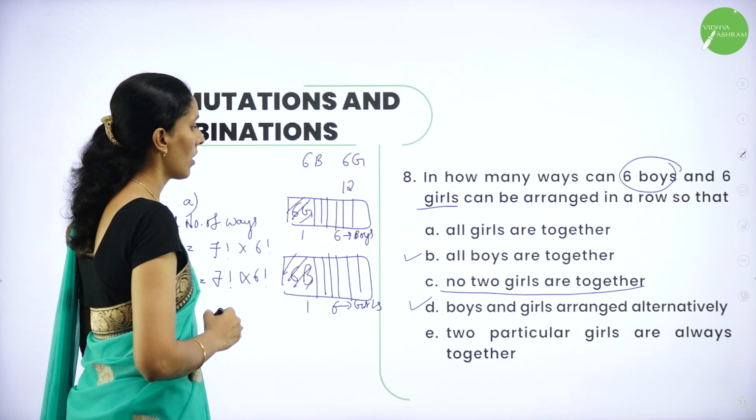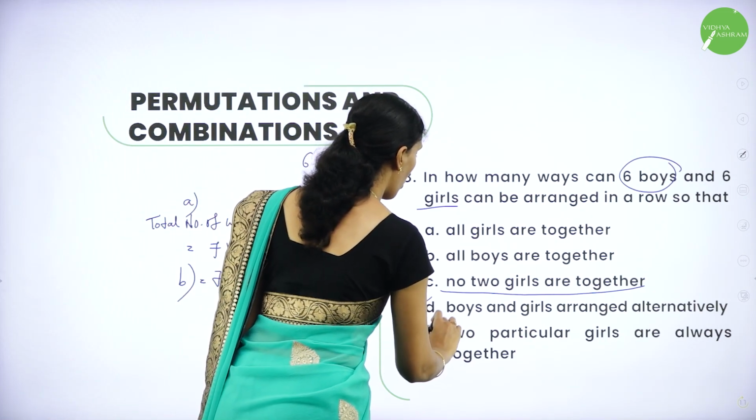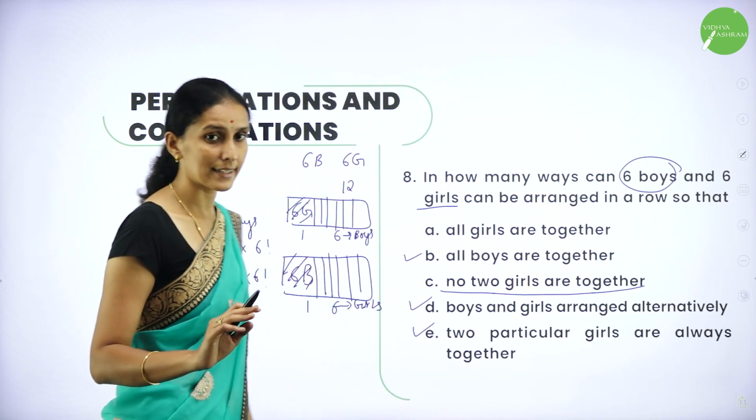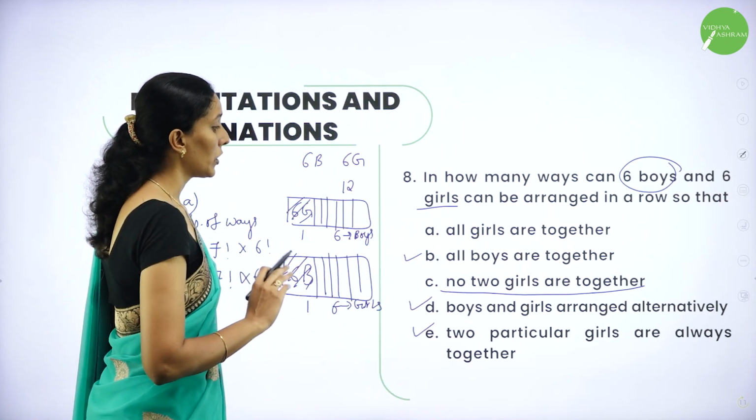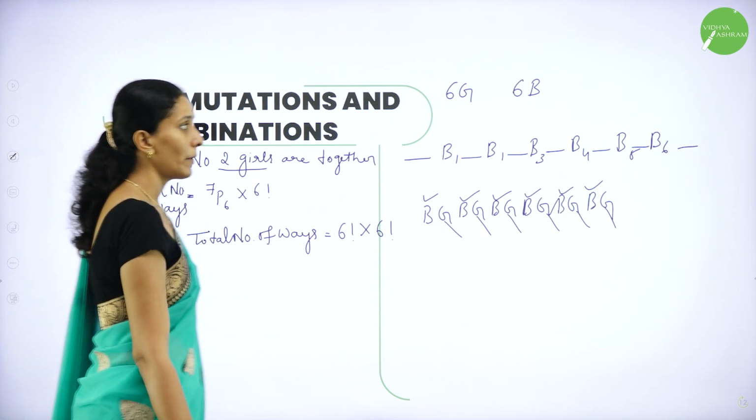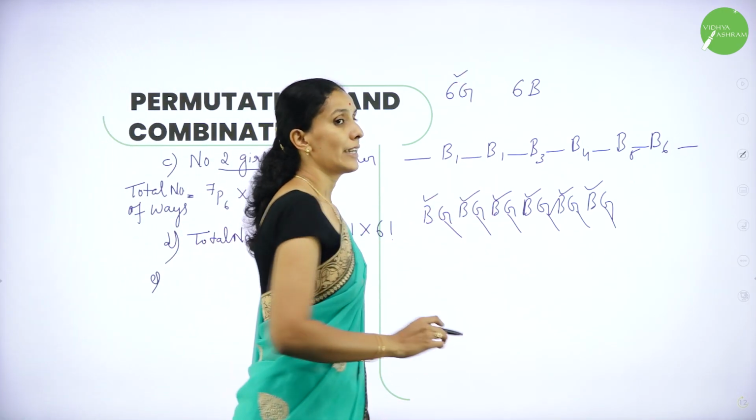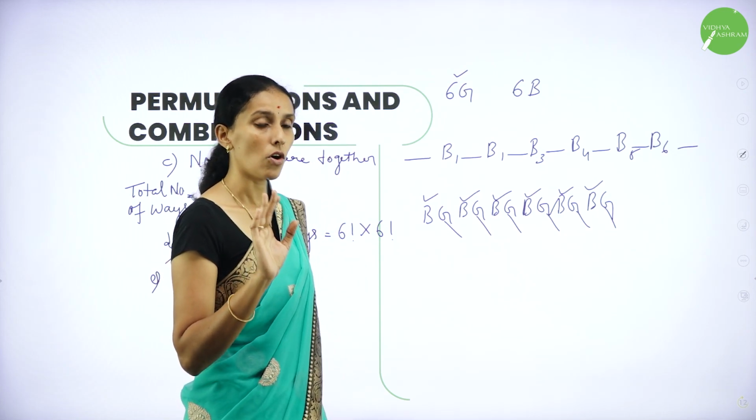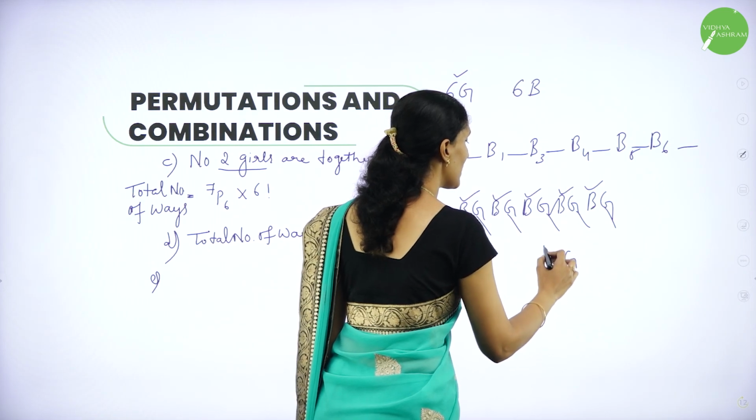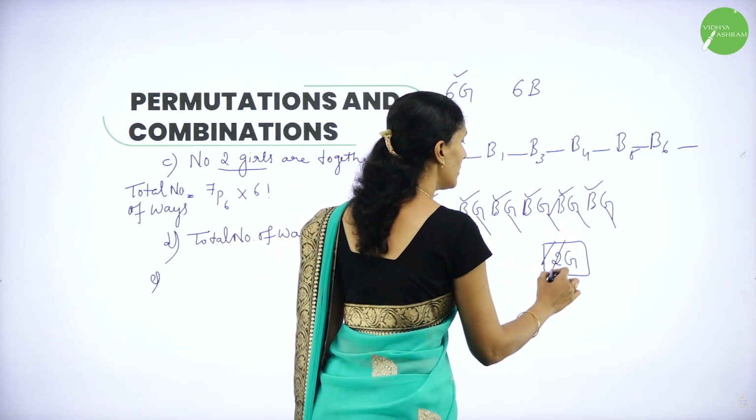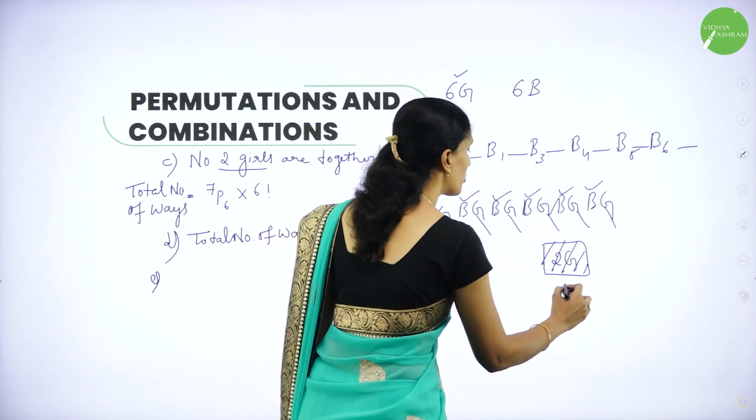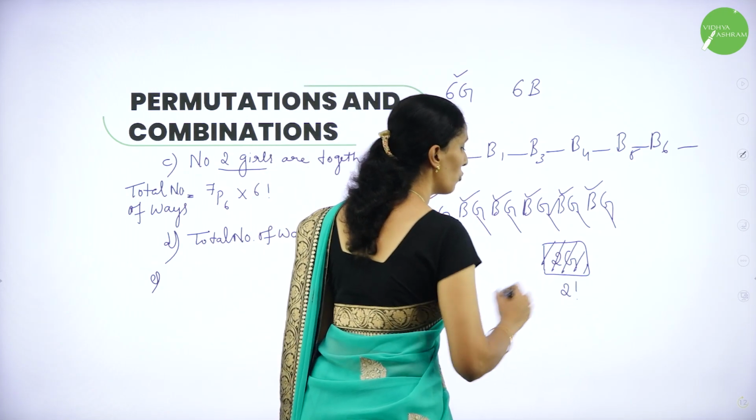Next question. 2 particular girls are always together. Only 2 girls are always together. Remember, not all the 6 girls. So what happens when 2 girls are always together? Let me look at this question here. How many girls we have? 6 girls. In 6 girls, only 2 girls are always together. So 2 girls who are always together must be taken as 1 unit, and the arrangement between them should be taken as 2 factorial.